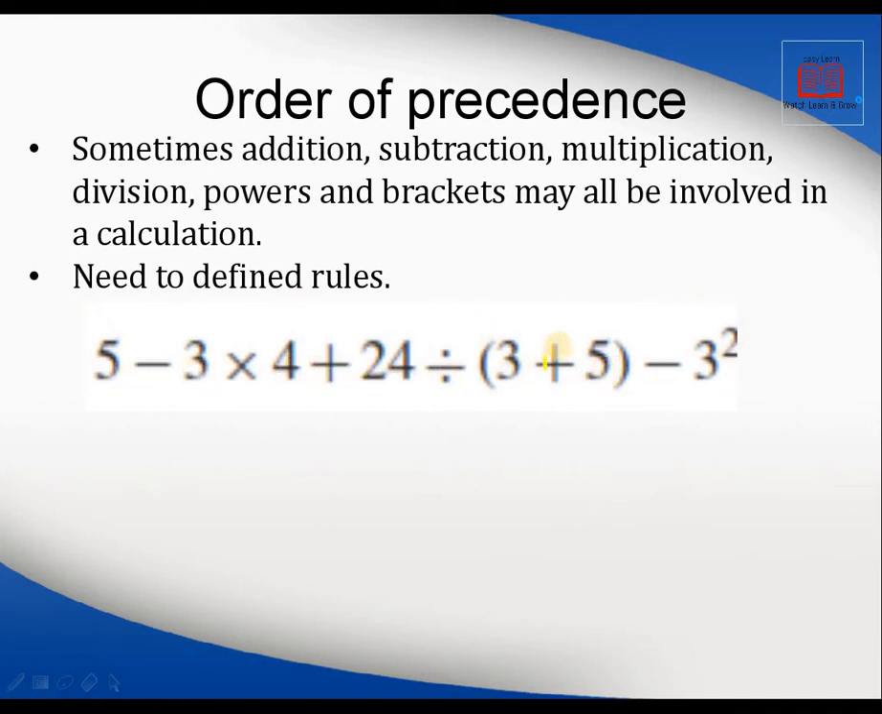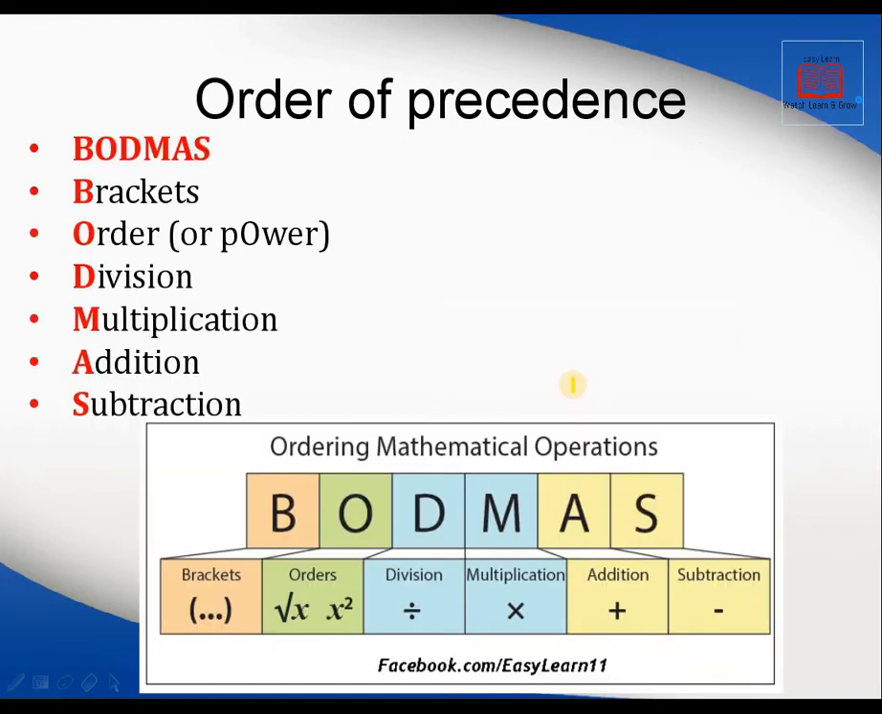So what do we have to do here? For example, do we solve the square first, or subtraction, or division? What we basically need is a rule. There is a rule that is called BODMAS. This is a word you can pronounce as you like.